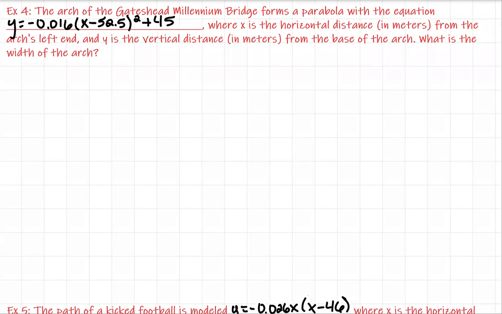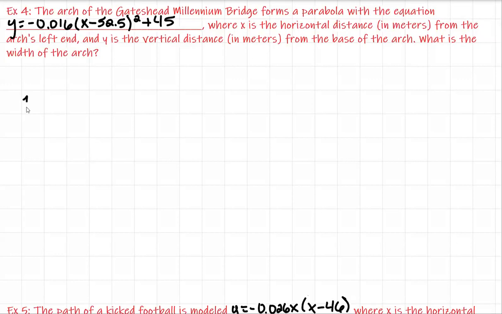The arch of the Gateshead Millennium Bridge forms a parabola with the equation y is equal to negative 0.016 times (x minus 52.5) squared plus 45. And in this case, x is the horizontal distance from the arch's left end, and y is the vertical distance from the base of the arch. What is the width of the arch?